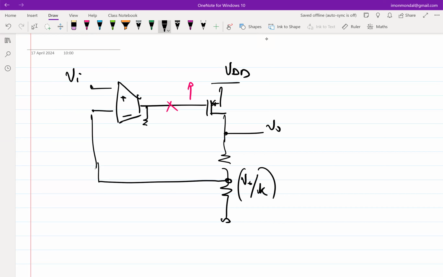If that node voltage, some disturbance causes that node voltage to go up, what will happen to V naught? See, you have these things here. So V naught will go up or go down? It will go down, right? So V naught will go down. So V naught over K goes down. So this voltage goes down. So what happens to, assume the loop is broken, what happens to this voltage? Goes up, right? So the sense of the loop is not correct.